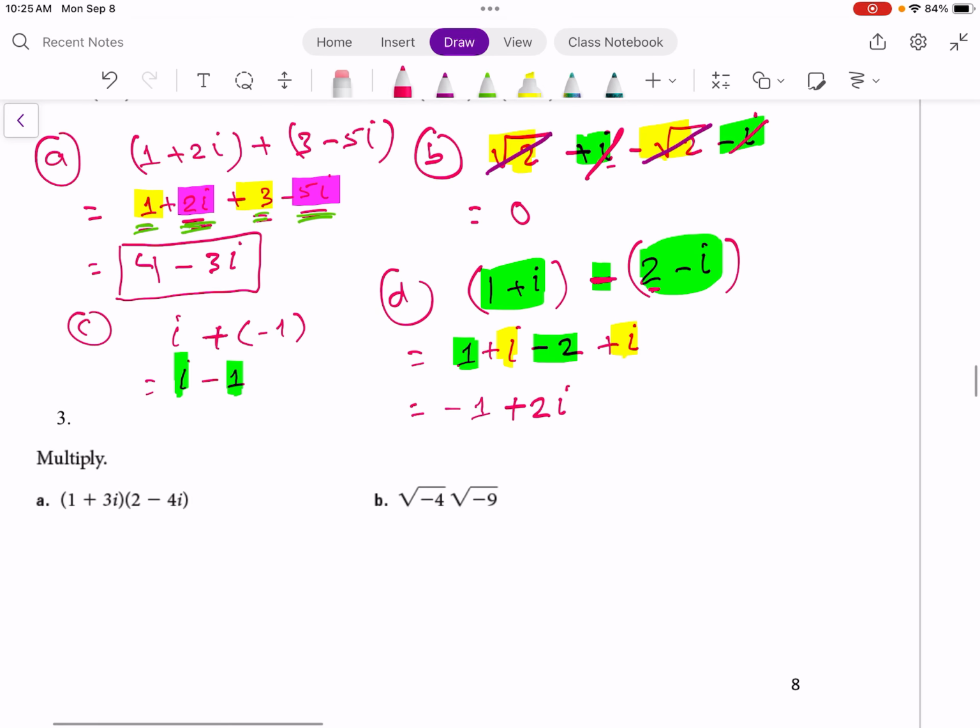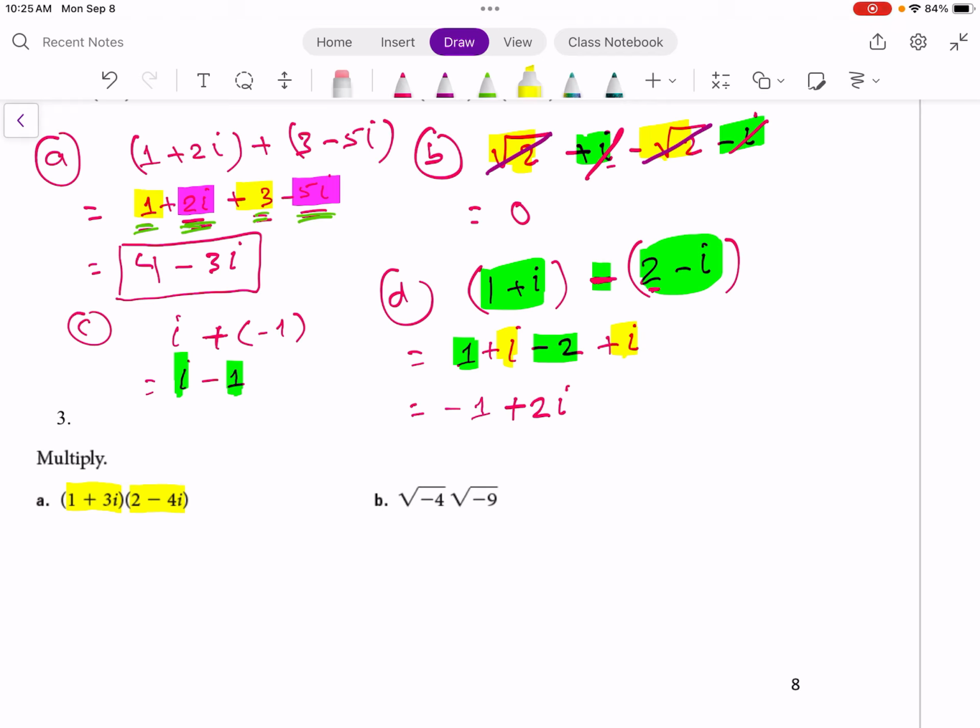So if you have a multiplication of complex numbers, here we have 1 plus 3i and 2 minus 4i. In between these two complex numbers we have a multiplication. You all see that, right? So we are trying to multiply 1 plus 3i and 2 minus 4i.